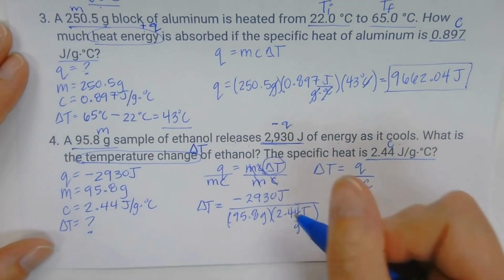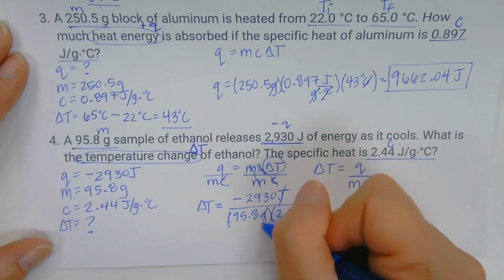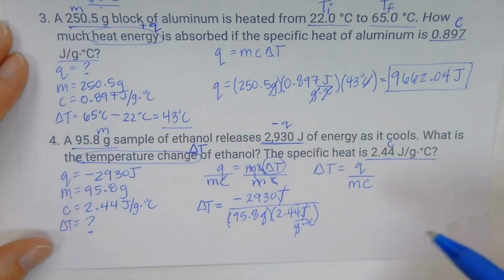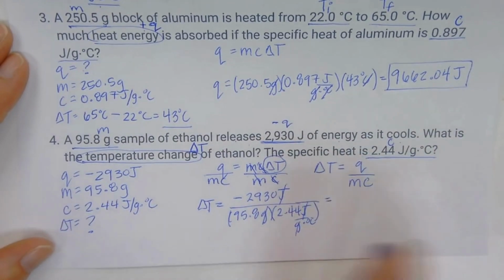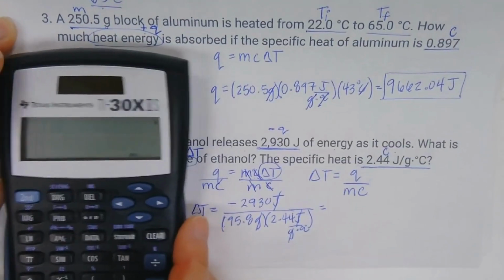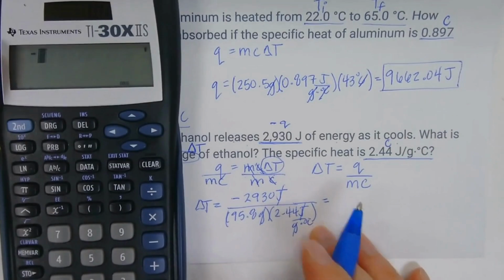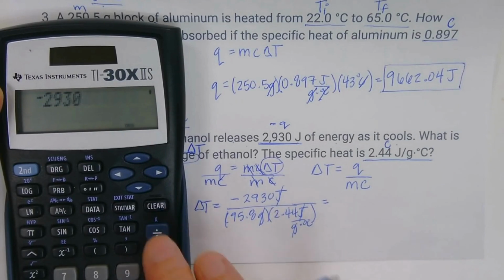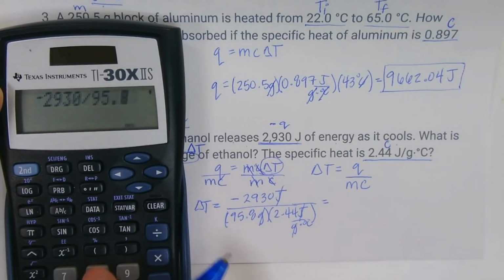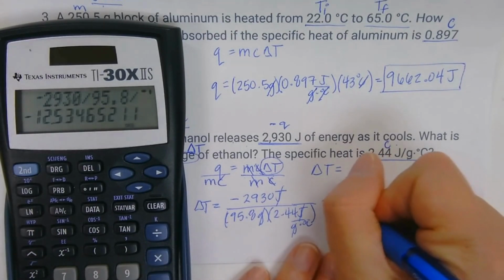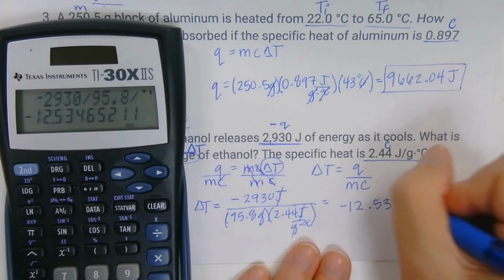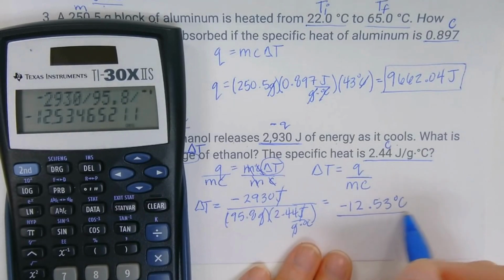Okay, so let's look at the units. The joules and the joules cancel. The grams over grams cancel, and I'm left with 1 over degrees Celsius, which flips to the top. So let's put this in the calculator. Negative, and again, make sure that you're using the negative button, 2,930 divided by 95.8 divided by 2.44 equals negative 12.53, and our units are degrees Celsius because it's a temperature.